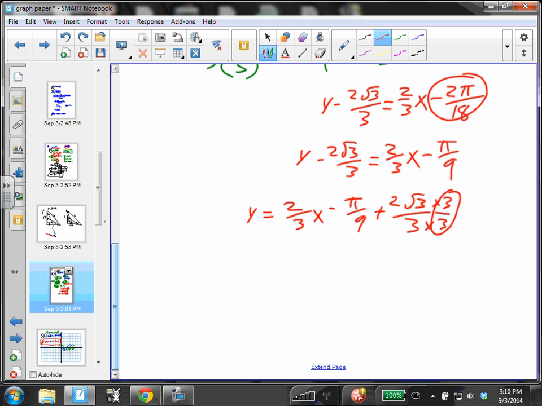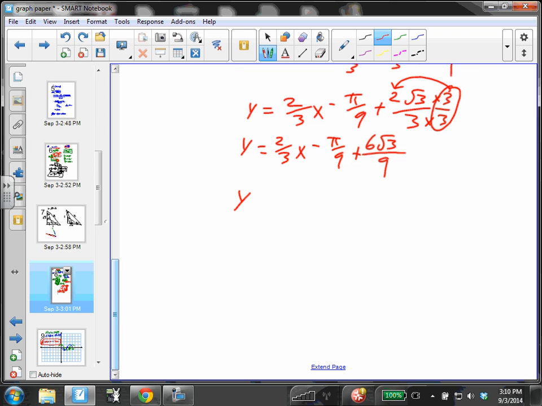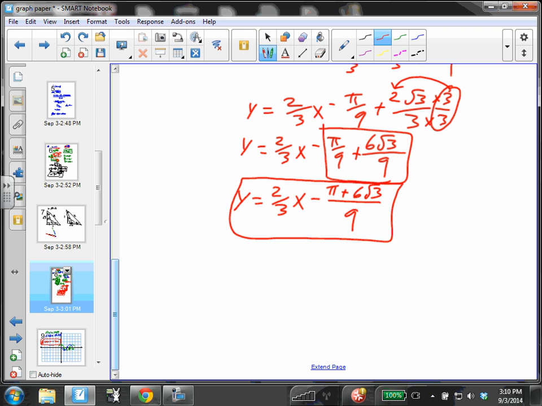Do you guys realize how often you multiply by 1 and didn't know what you were doing? You're multiplying by 1 a lot in order to change the way things look. So y is equal to 2/3 x minus pi over 9 plus 3 times 2 makes 6 square roots of 3/9. So I'm just going to rewrite it one last time as 2/3 x minus, and I'm going to combine this back stuff into one fraction. It's pi plus 6 square roots of 3 all over 9. We're done.